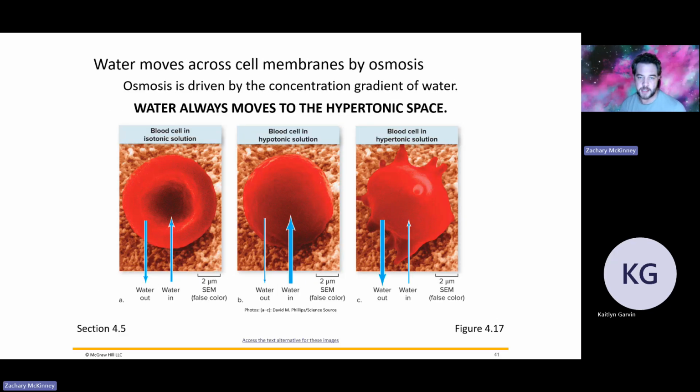So looking at red blood cells. This red blood cell right here, we're saying this is a blood cell in an isotonic solution. An isotonic solution means that the two sides have equal concentration of solutes.